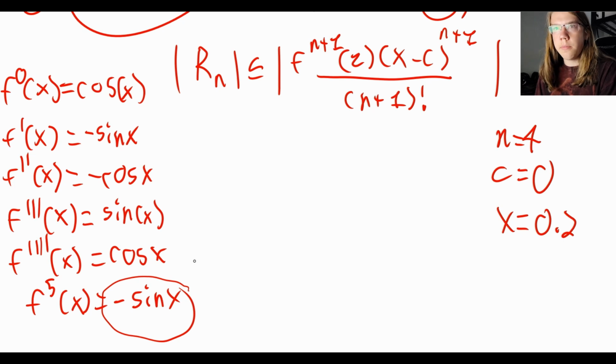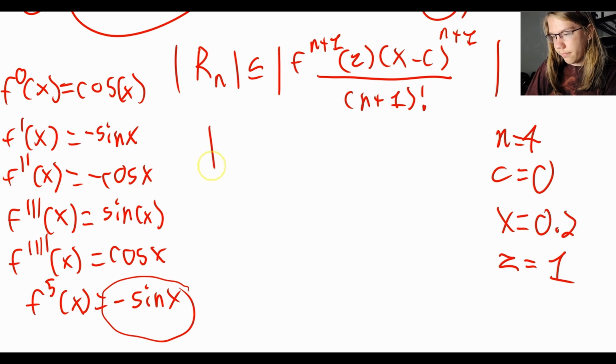Now, most of the time, you would just plug in c and x to this function and see which one is larger, right, to find the maximum. But in this case, because we're working with sine, we know that the maximum value of this function has to be 1. So our z is equal to 1. Now we just plug everything in.